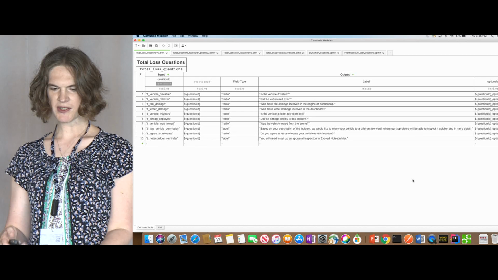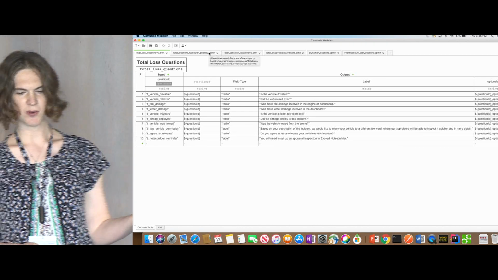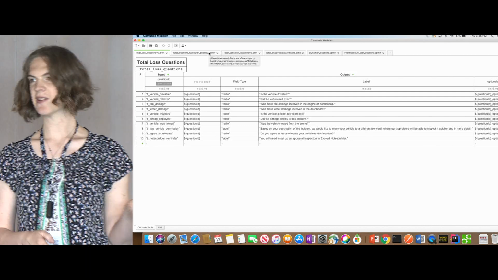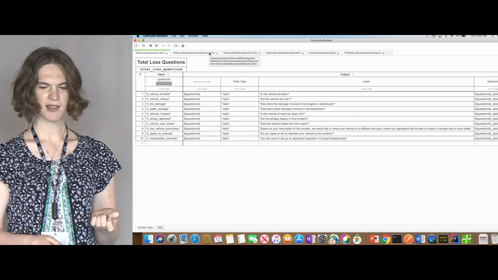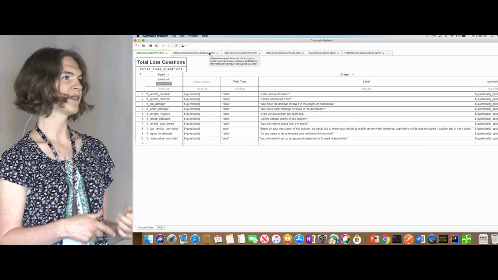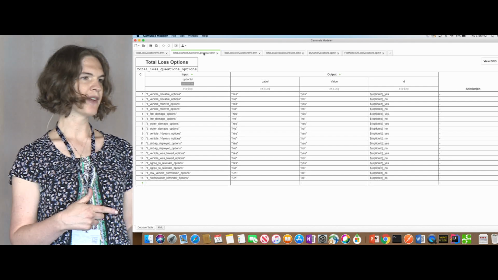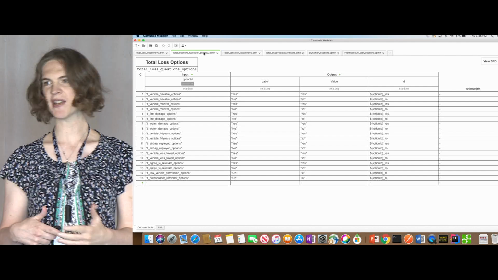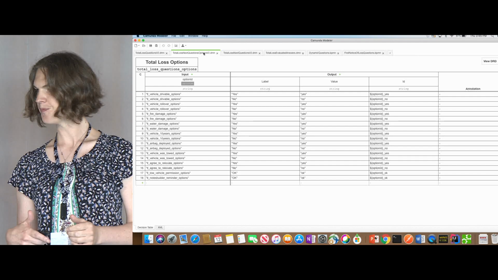But for the questions, the critical part here is there's the label that shows you what's going to be asked. There's an ID so that we can uniquely reference this for further decision making. And there's a field type so that the front end knows what to display. The options, again, if you have a drop-down or a radio button, these are the constrained answers that the users will be able to choose from.